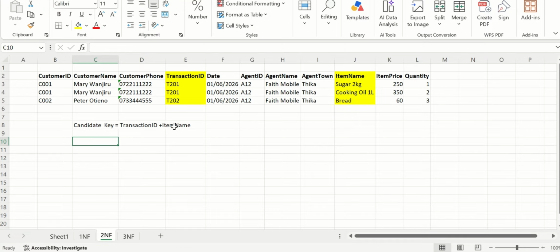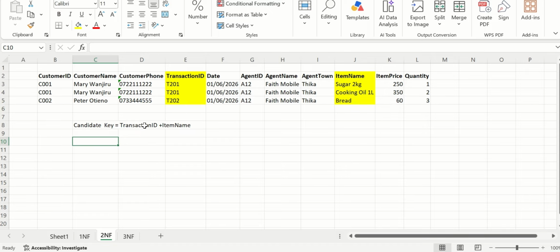So if you look at this table, you will find that customer name, like the customer details in general, and the agent details, they depend on transaction ID.